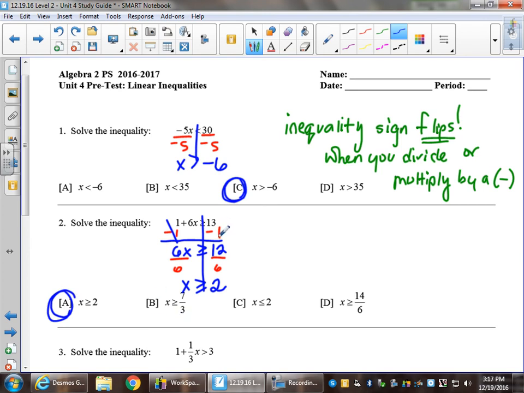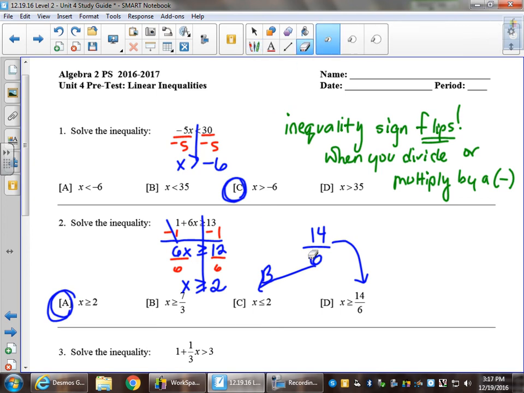If somebody added 1 here by accident, that's where these wrong answers come from. 13 plus 1 would be 14 divided by 6, and you have that right there. If you actually simplified 14/6, you would get B. So notice, wrong answers are not here by accident, so be careful. Just a mistake of adding 1 when you're supposed to subtract could cause you to actually think that this is the right answer, and it's not. Take your time.